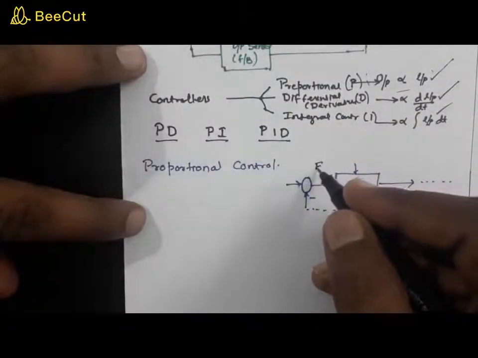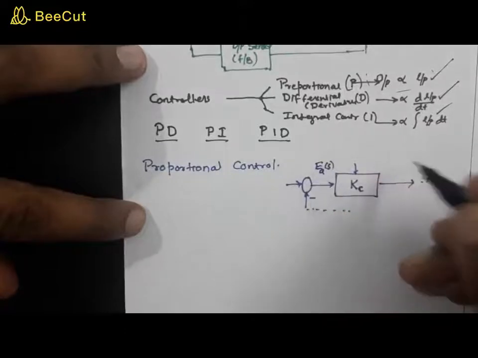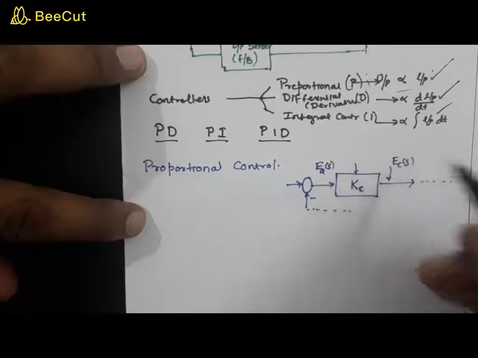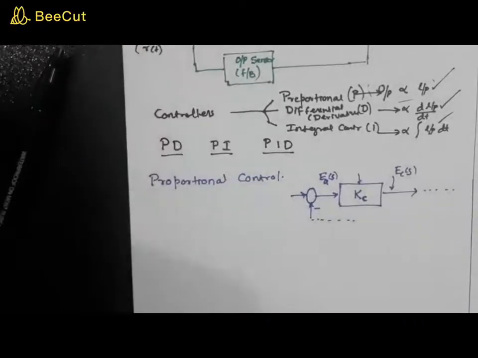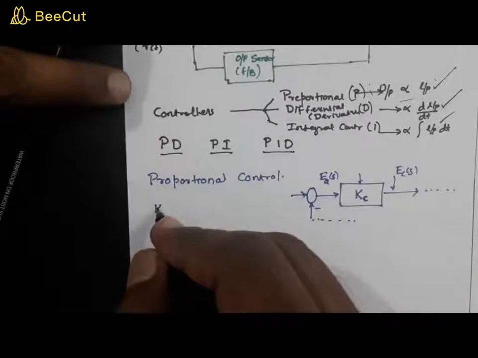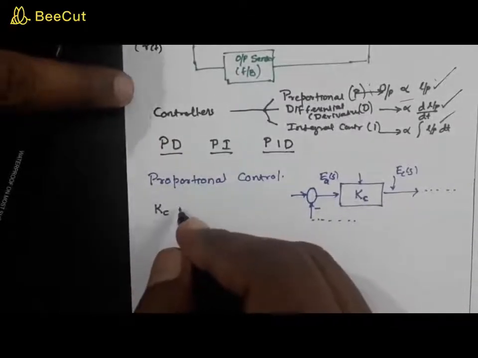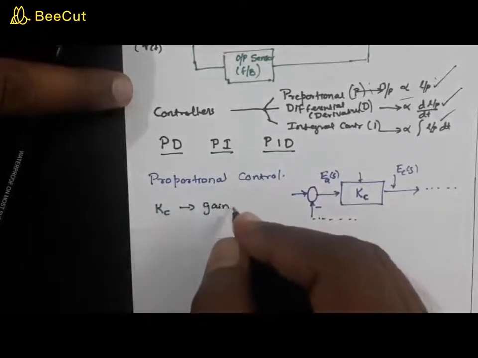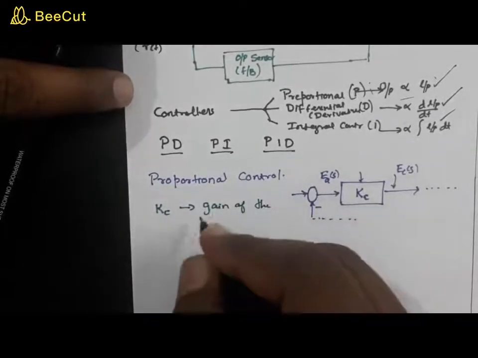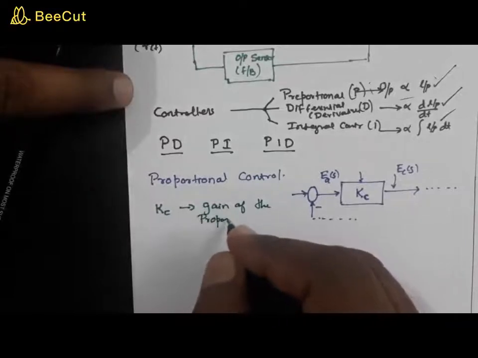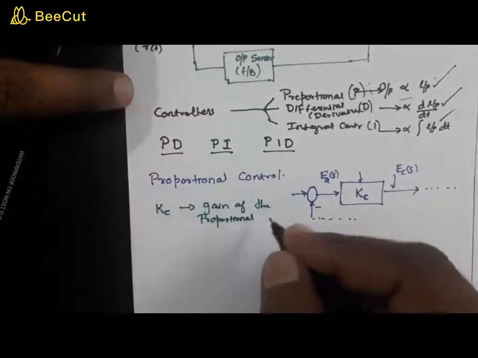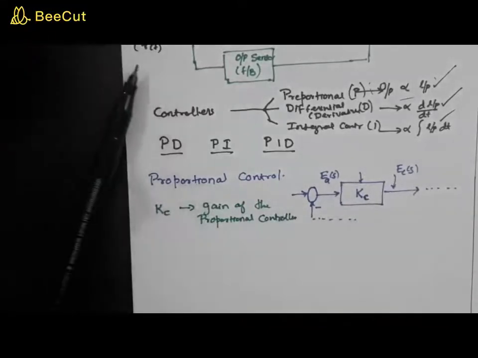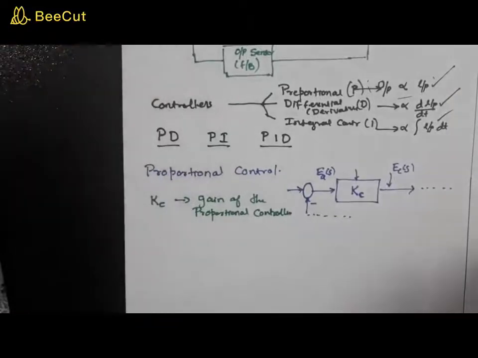So this becomes capital EA of S, and the output will be capital EC of S, where Kc is called the gain of the proportional controller. So Kc is called the gain of the proportional controller.